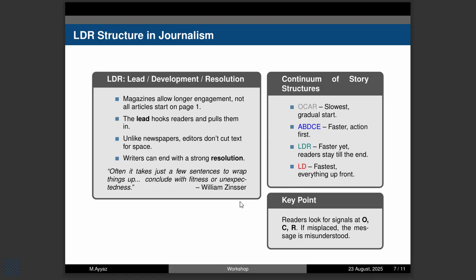In scientific writing, most of the structures adopted are the first three. OCAR is usually adopted by authors writing scientific papers for specialist journals. The ABDCE structure is adopted by authors writing for generalist journals. And LDR is mostly adopted by people writing research proposals and asking for research grants.